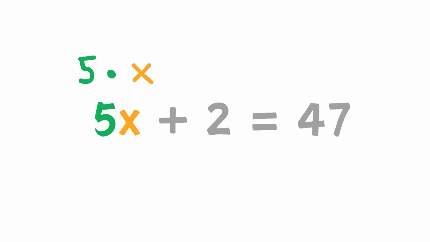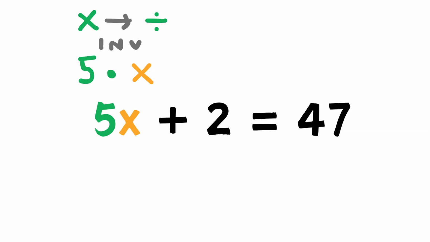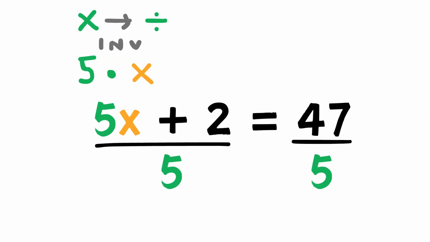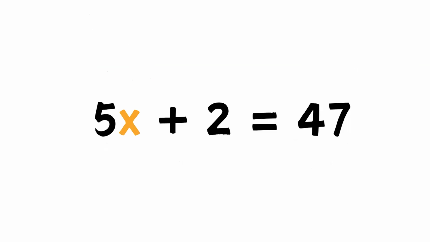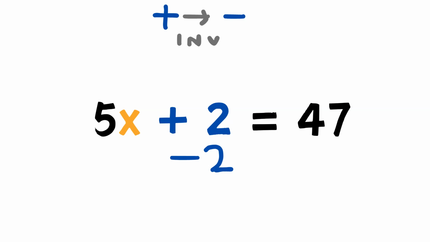First, we see that x is being multiplied by 5 and then added to 2. Now, the inverse operation of multiplication is division, but we can't just go ahead and divide both sides by 5. That would give us this, and that doesn't help us very much. So we can't do that first. But there is the plus 2 that is on the same side as the 5x, and we can get rid of that first. To get rid of plus 2, we can use the inverse operation, subtracting 2.